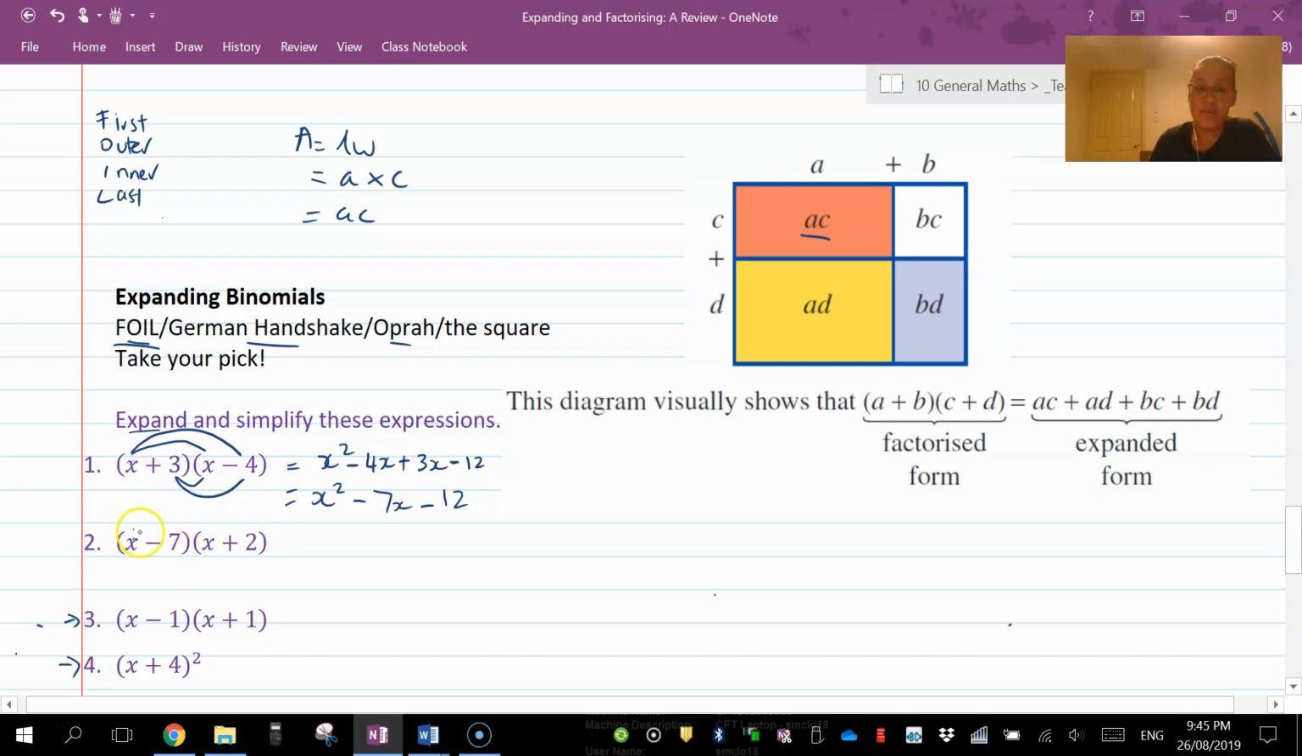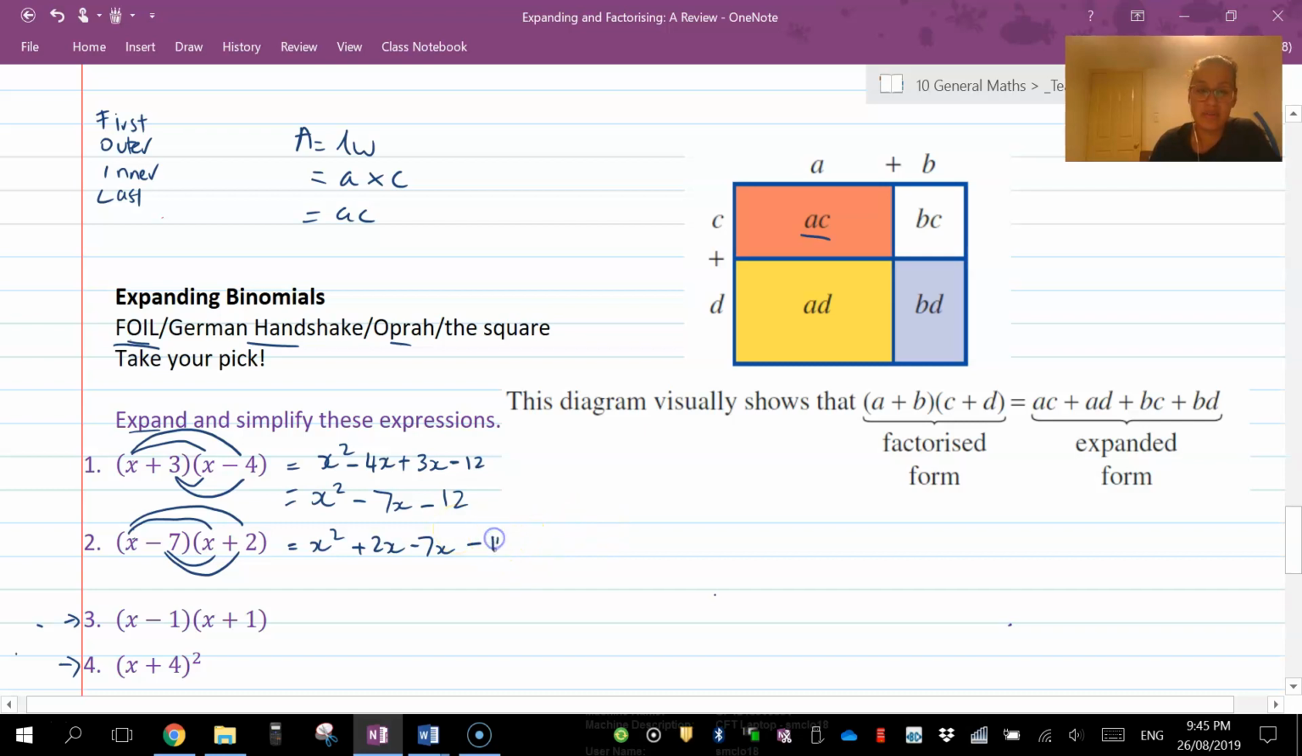Again, you might want to call this Oprah Winfrey, so everyone here has to be given to everyone over here. That's essentially what's going on. So you get an x, and you get an x, and you get a 7, and you get a negative 7, sorry. Same concept. So x squared plus 2x minus 7x. Oh, that is a negative.